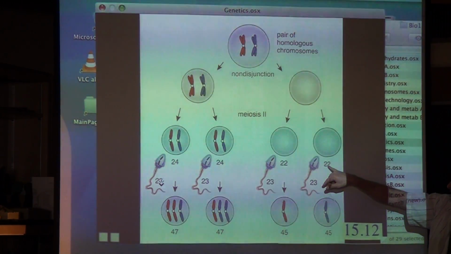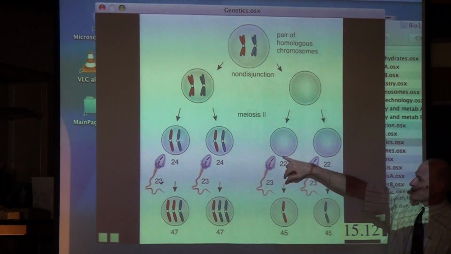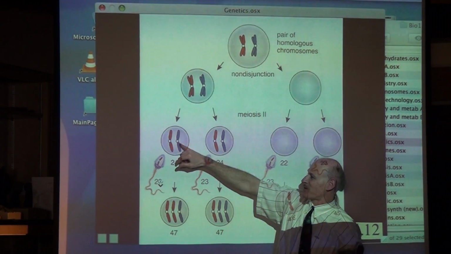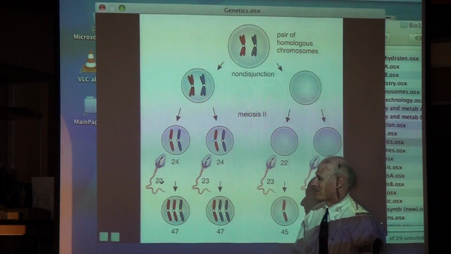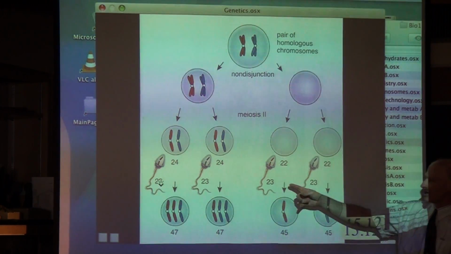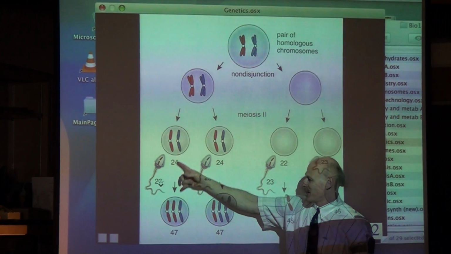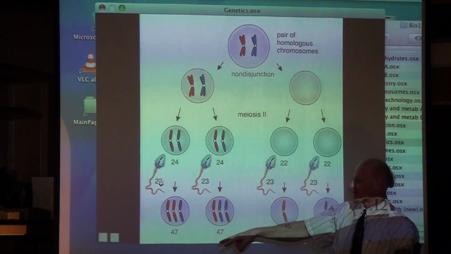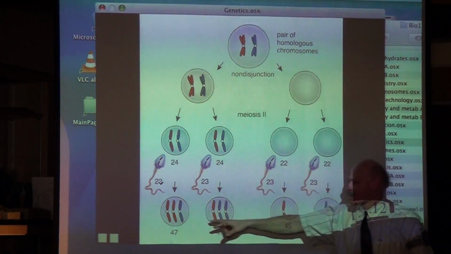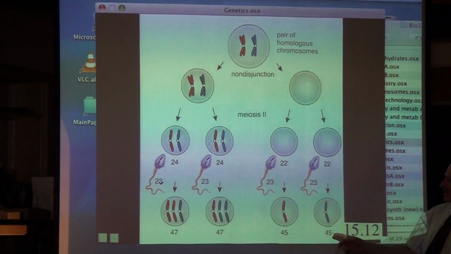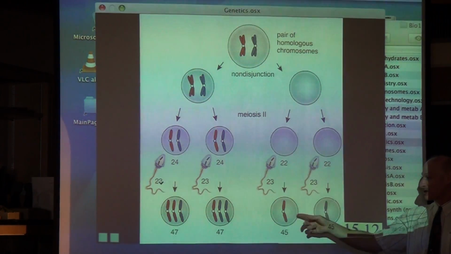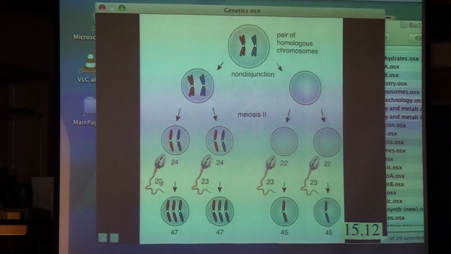So here's the grand total. This egg only has 22 chromosomes. This one only has 22. This one has 24 because it's got that extra chromosome 21. This one has 24 total chromosomes because it has that extra chromosome 21. If a normal sperm comes along with its set of 23 chromosomes, you're going to get a zygote that has 47 chromosomes with that extra chromosome 21. Whereas if these eggs get fertilized, the zygote is going to start with 1 too few chromosomes. It's going to be missing one of its chromosome 21s.